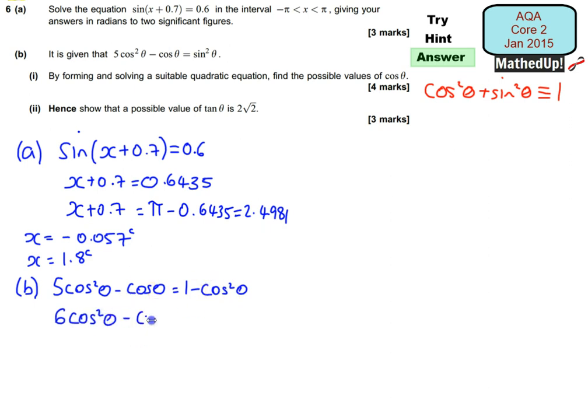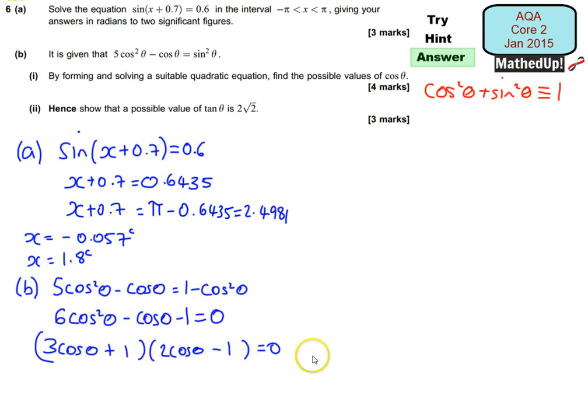Take away cos theta, take away 1 is equal to 0. I now want to factorize this, so I'm going to have 3 cos theta, 2 cos theta, and I think we're going to have take away 1 plus 1. So that gives us 6 cos squared theta, take away 3 cos theta plus 2 cos theta, which gives us the take away cos theta, and then take away 1.